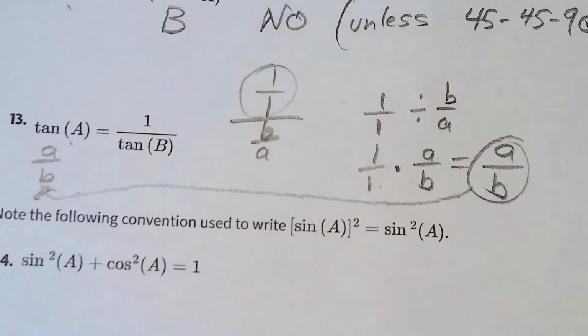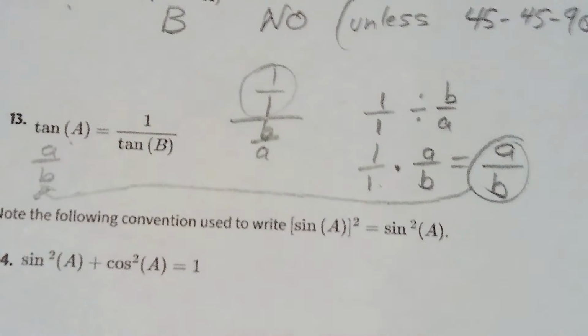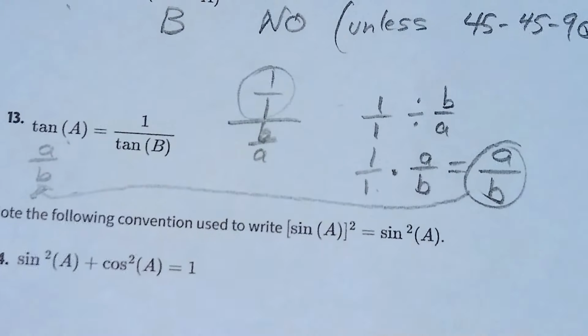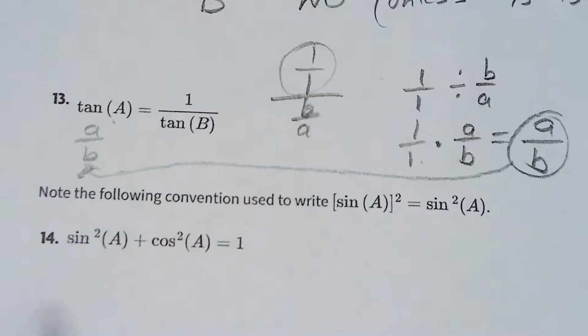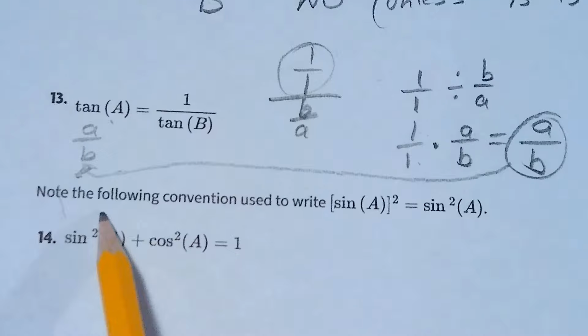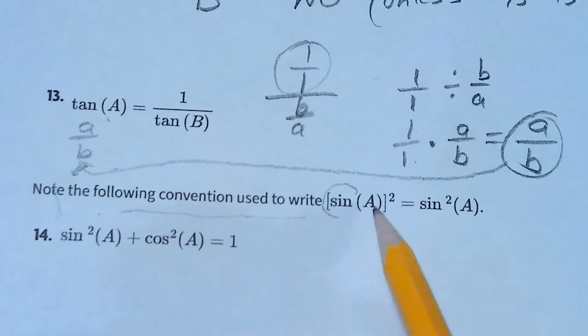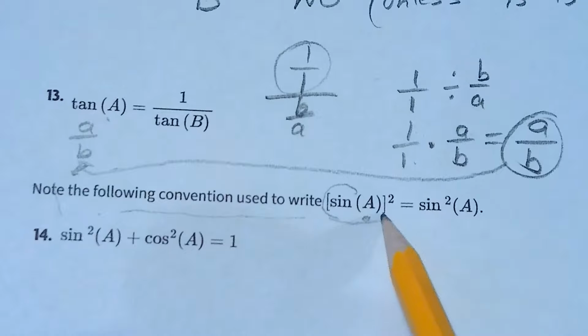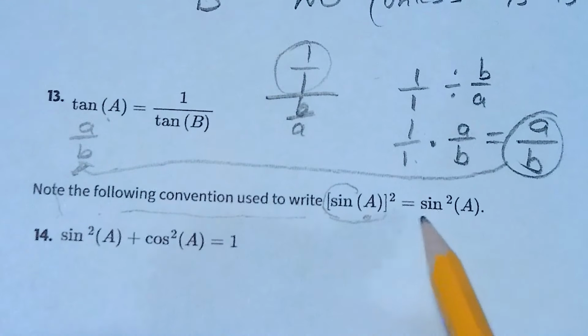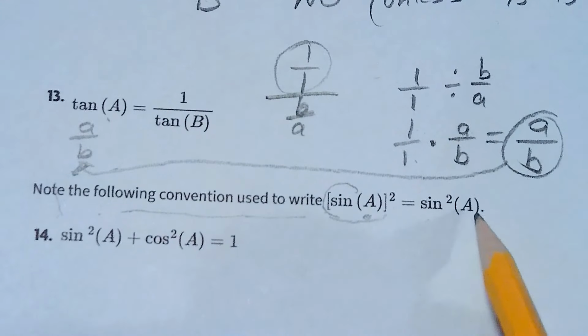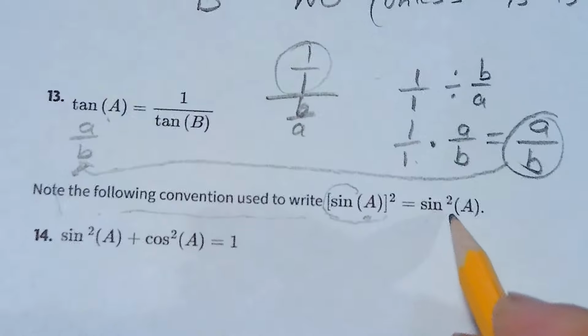So if you have 1, you divide by something, you're going to flip that something over. This is kind of interesting, and this will come back in pre-calc, maybe algebra 2. The following convention: if you take the sine of some angle A and then square it, people don't like writing all those brackets, so they just say sine squared of A. Like, it kind of makes sense if you think about it.